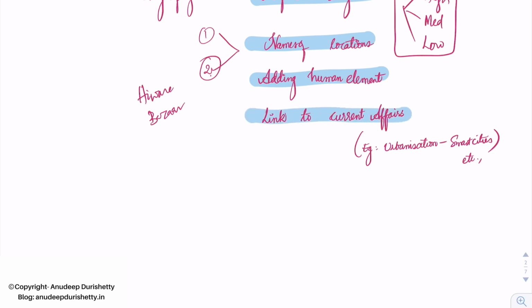Lastly, in geography answers, wherever apt, connect your answers to current affairs. For a question on urbanization, try to link to government's smart city project. This way, you can enrich your geography answer content. Next, we move on to art and culture and history.